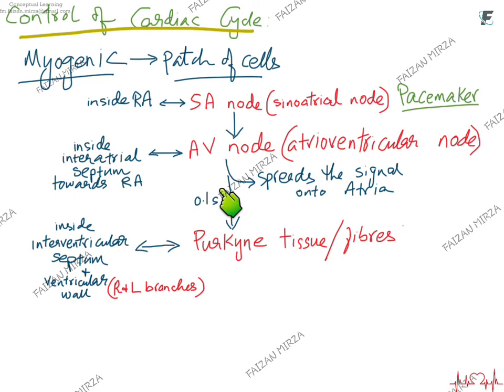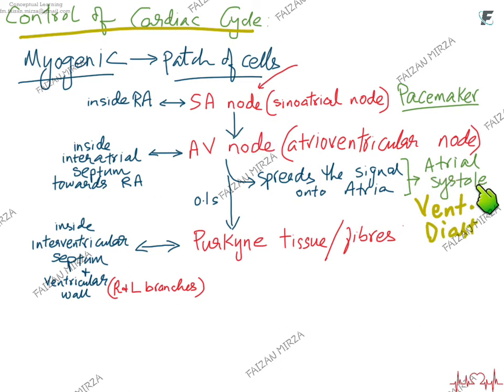Now, after 0.1 second, the message from the AV node, after it has spread over the atria, moves to the Purkinje tissue. Purkinje tissue is present in the ventricular wall. When it goes into that region, the ventricles start to undergo contraction, and this is where the ventricular systole occurs. So the SA node and AV node allowed atrial systole to occur together with ventricular diastole, and after 0.1 second, the ventricular systole occurred since the message has reached the Purkinje tissue.